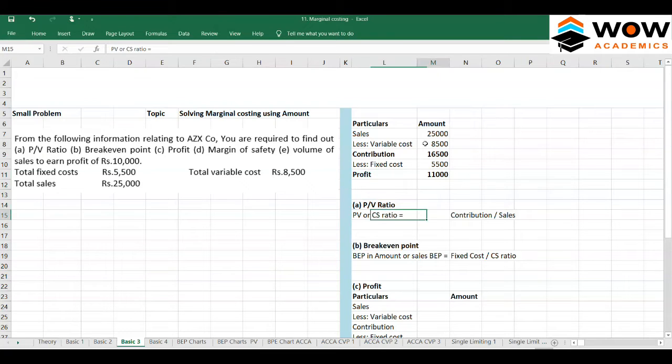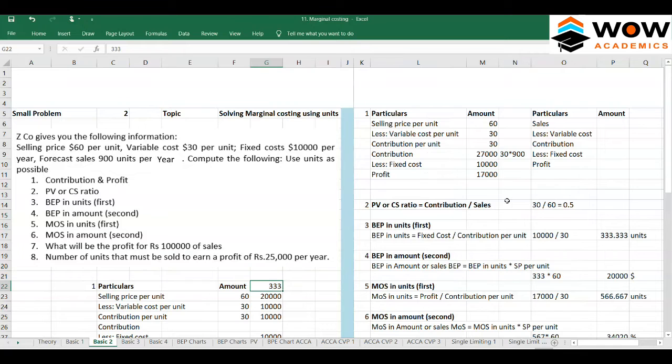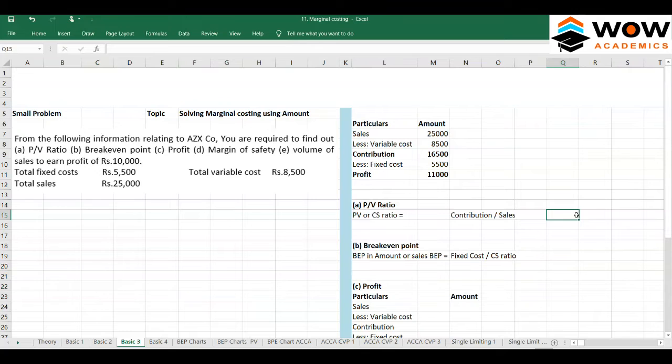So let's get the PV ratio here. PV ratio or CS ratio, you can use them interchangeably, that won't be a problem. In the earlier problem we found contribution per unit. We can also find it through the whole amount. The whole amount would be 16,500 divided by sales 25,000. If we get decimals we will round it off. It's coming to exactly 0.66.